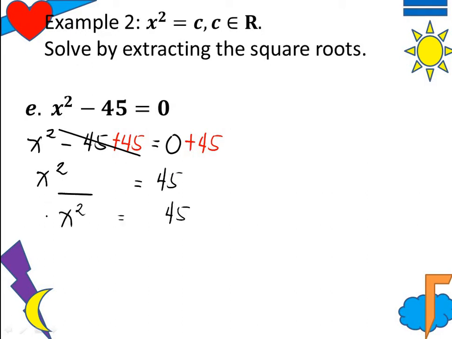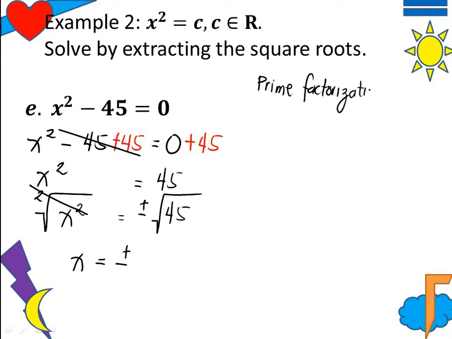Step number 3, apply the square root property. Take note, our index here is 2, so 2 divided by 2 is 1. The x comes out of our radical sign or square root symbol, plus, minus. Next, square root of 45. Note that 45 is not a perfect square, so what we're going to do is prime factorization. To be able to do that, you need to keep in mind the list of perfect squares.